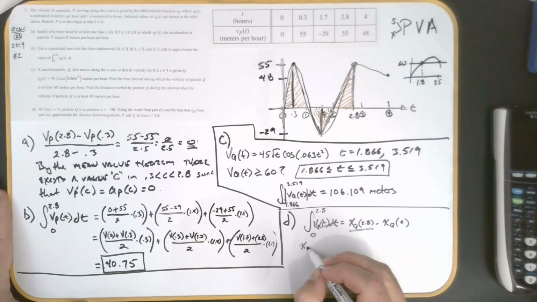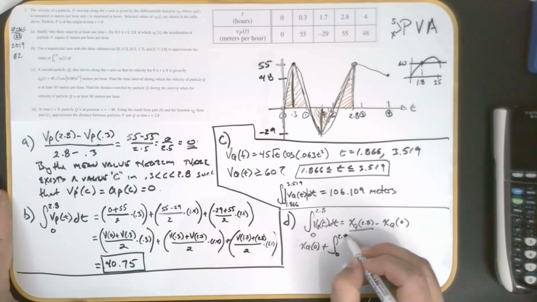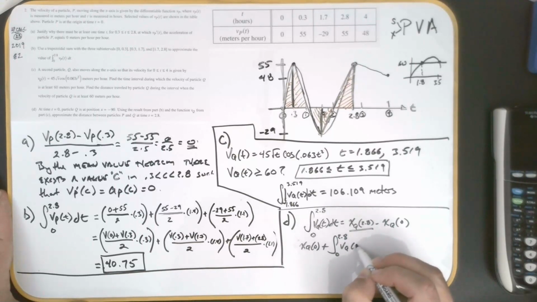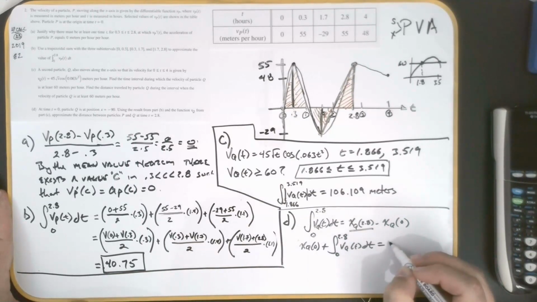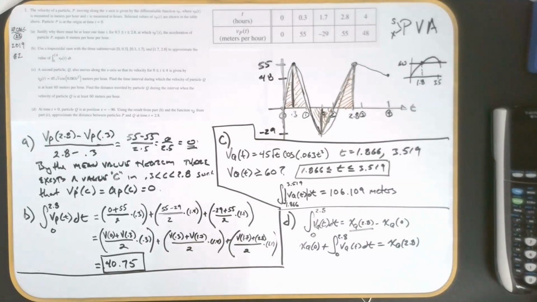So I'm going to say, initial position of Q at 0 plus the integral from 0 to 2.8 of v of q is going to give us where x of q was at 2.8. So it's a calculator question. Now remember, right away on part D, it says at t equals 0, particle Q is at position x equal to -90. So we can substitute that in right here, and that's going to be -90 plus, and then this is just calculator work.